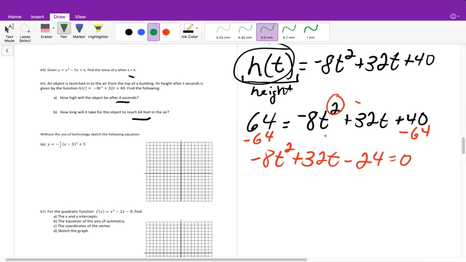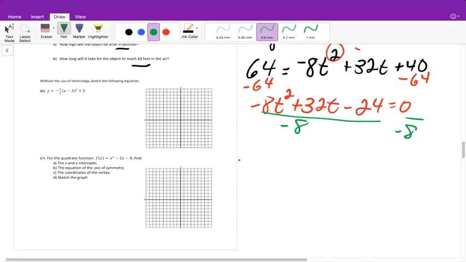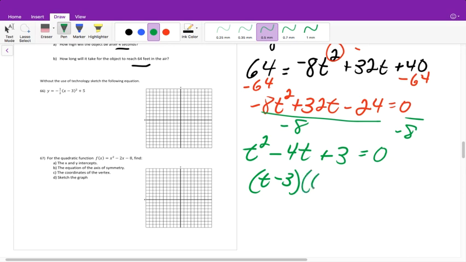All of these are divisible by 8, so I'm just going to go ahead and divide everything by 8. And we want our t squared to be positive, so I'm going to divide it by negative 8. So this will then give me t squared minus 4t plus 3 is equal to 0. This will then factor into t minus 3 times t minus 1. And that means that t will be equal to 3 or 1 seconds.